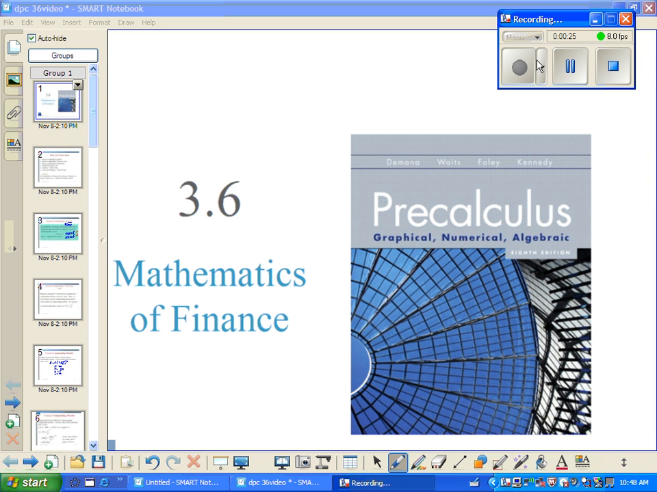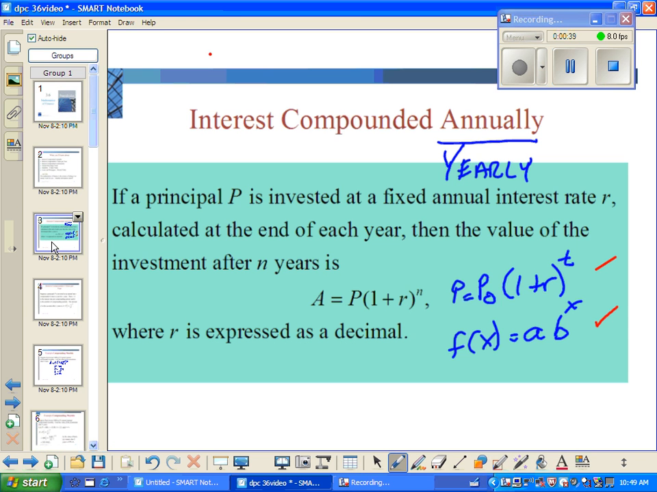Now, if we take a look at this section, what you're going to see is there's going to be several formulas for working with money. Obviously, that's a favorite topic. Some of these you may have seen when you were younger. Some will be brand new today. The first formula we're going to look at is the one for interest, which is compounded annually. When we say annually, we mean every year.